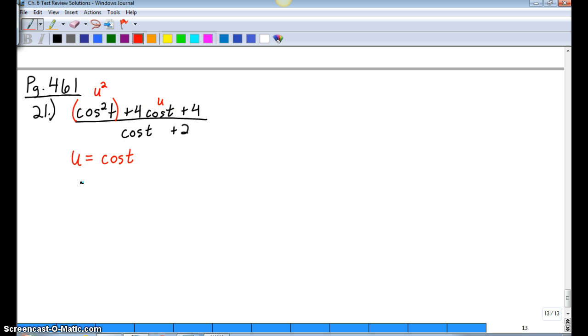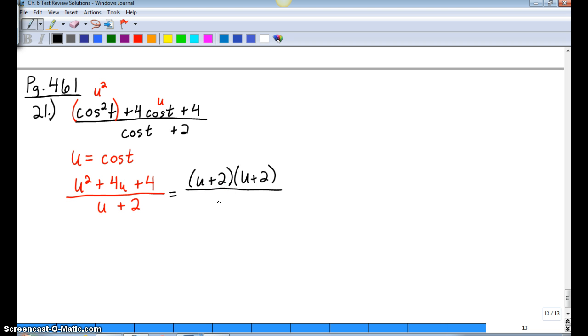So if you rewrite the top in terms of u, what you end up with is u squared plus 4u plus 4 all over u plus 2. Now that we have that, it looks a lot more algebraic and shouldn't be as intimidating. If you factor the top, u squared plus 4u plus 4 is really just u plus 2 times u plus 2, or u plus 2 quantity squared, all over u plus 2.